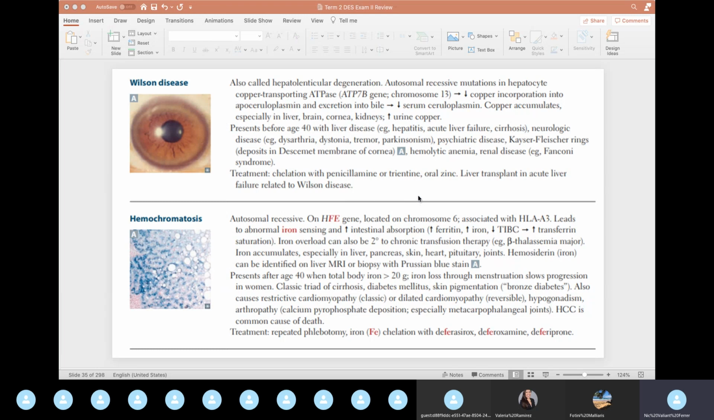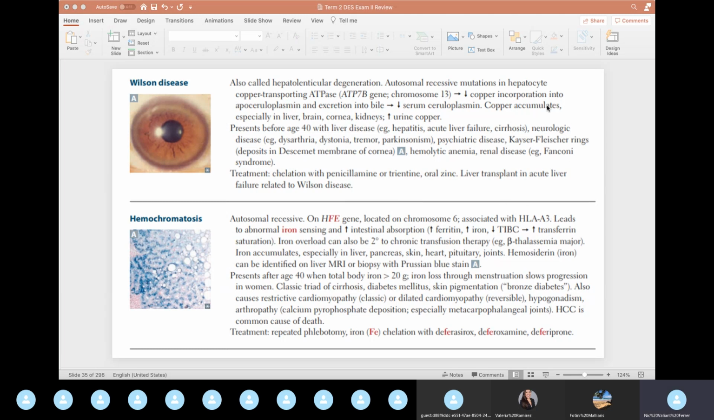Wilson's disease: ATP7B gene, chromosome 13, decreased serum ceruloplasmin, psychiatric disorders. You can have tremor, Parkinsonism, and Kayser-Fleischer rings. You can also have Fanconi syndrome. What's the treatment? Penicillamine, and liver transplant as a last resort.